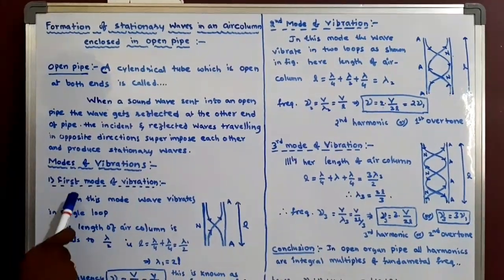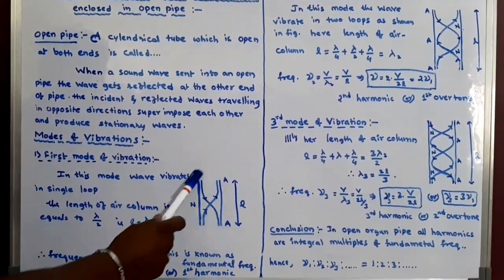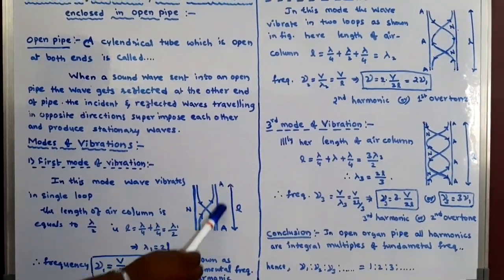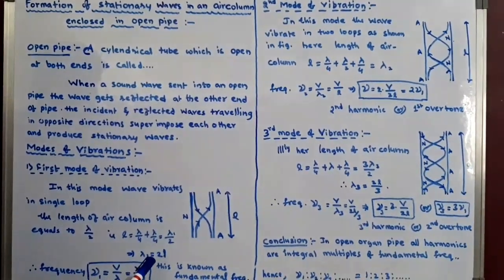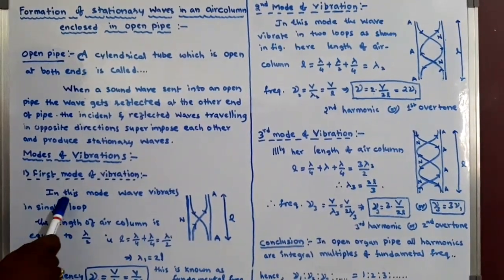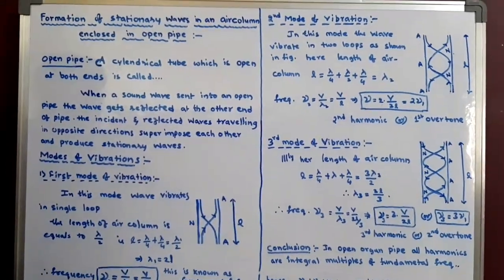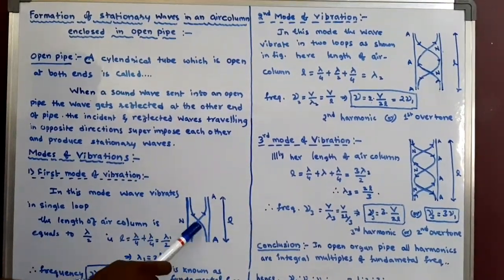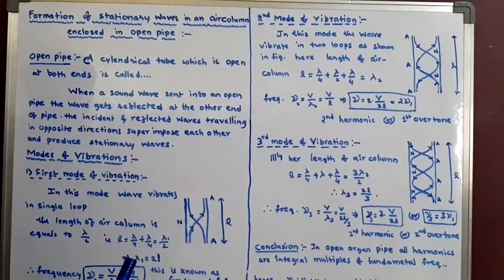So let me explain the first mode of vibration. See here, I am taking one open organ pipe which is open at both ends. The length of the organ pipe I wrote here is L. L is the length of the organ pipe. And how does the mode of vibration appear here? In this mode of vibration, the wave vibrates in a single loop. What is a single loop? Two antinodes and one node will be present in the first mode of vibration. Okay.